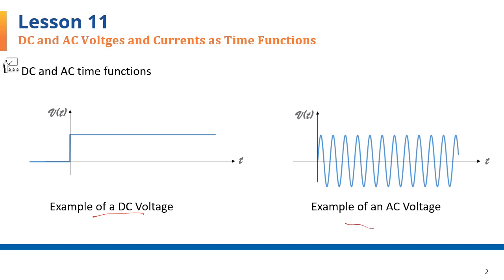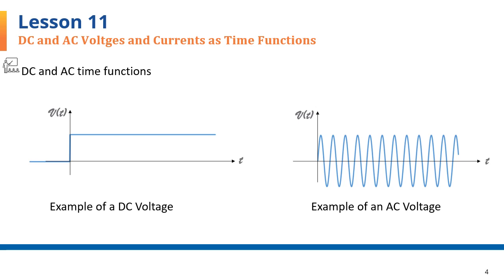DC stands for direct current. Any voltage or current that stays on one side of the time axis and never alternates between positive and negative values is considered to be DC. On the other hand, AC voltages and currents alternate between positive and negative values. AC stands for alternating current.